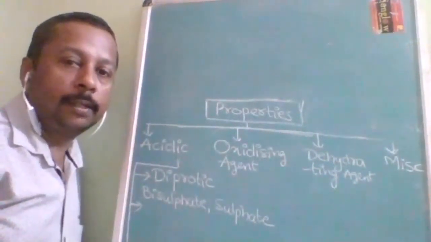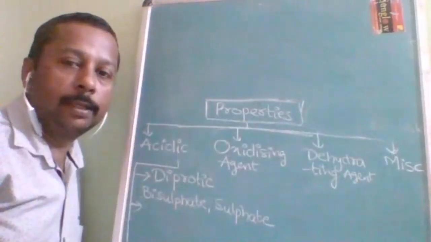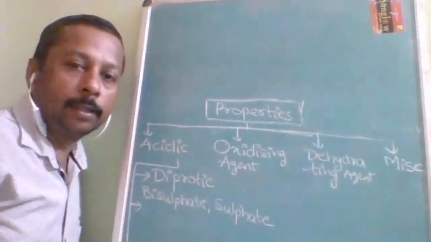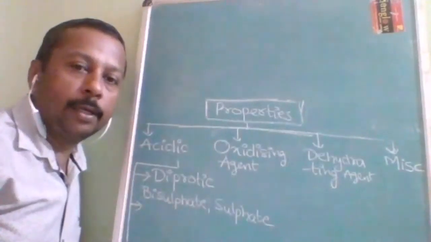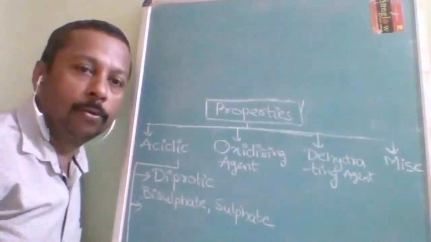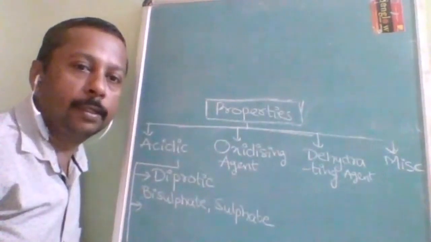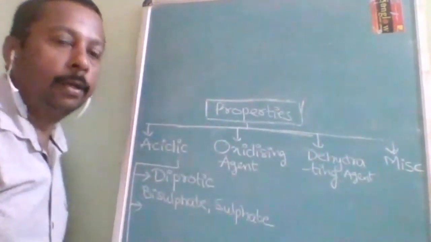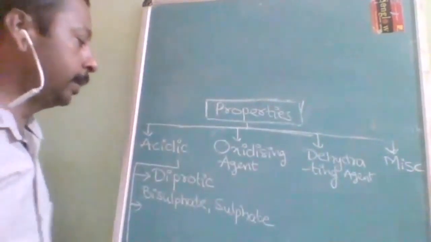They are acidic properties, oxidizing properties, dehydrating properties, and miscellaneous properties. If you start making your own notes according to your own convenience, it is going to help you during revision. Now first let us study the acidic properties.